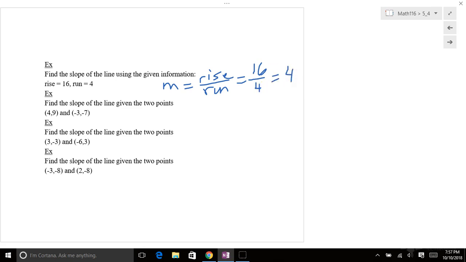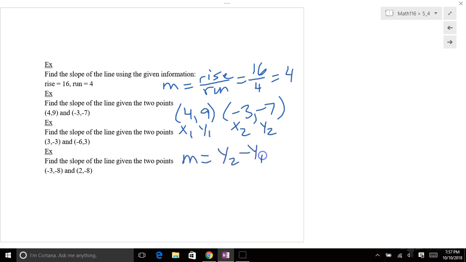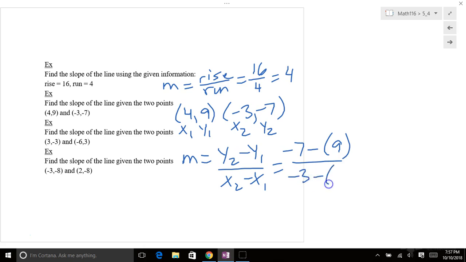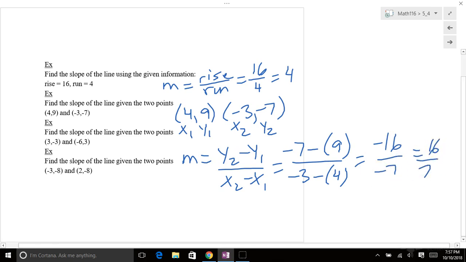Well, now on this one, where you're given 2 points, (4, 9) and (-3, -7), to see how steep that line is, you've got to name them x1, y1, and x2, y2, and then plug into the equation y2 minus y1 over x2 minus x1. And that'll tell you how steep the line is. So y2 is -7 minus your y1 here, 9, over x2, which is -3, minus your x1, which is 4. So it looks like you got -16 over -7, or 16/7 on that one.